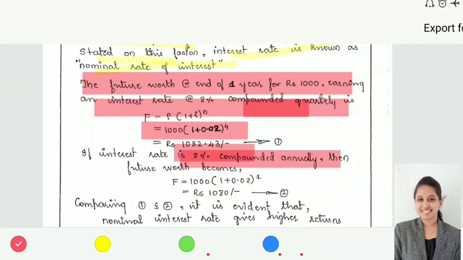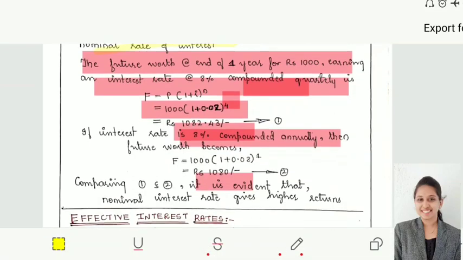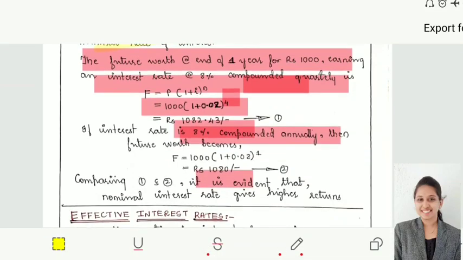at the top it was how much? Quarterly, but here it is annually. Then the future worth becomes 1000 times 1 plus the rate of interest as it is, that is 8%. And why did we consider 1? Because it is annually. Here it was quarterly, here it is annually. So I am getting the amount as 1080 rupees. Thus comparing 1 and 2, it is evident that nominal interest gives us always the higher returns.